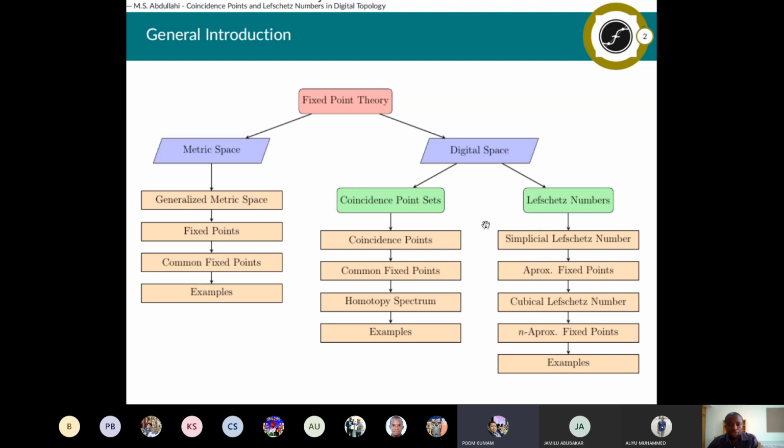Then on the Lefschetz numbers, the simplicial Lefschetz number will help us find the approximate fixed point, which I will explain in the talk. And the other Lefschetz number is called the cubical Lefschetz number, which will also help us find a kind of fixed point called n-approximate fixed point. And throughout, we will also discuss some examples.